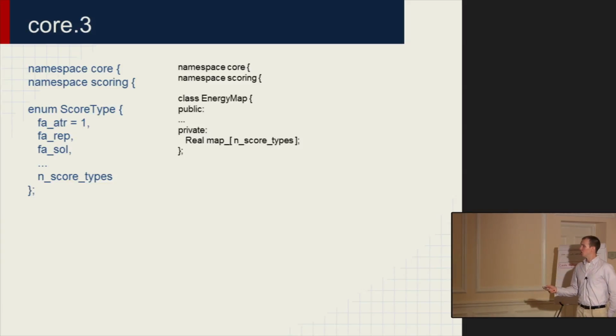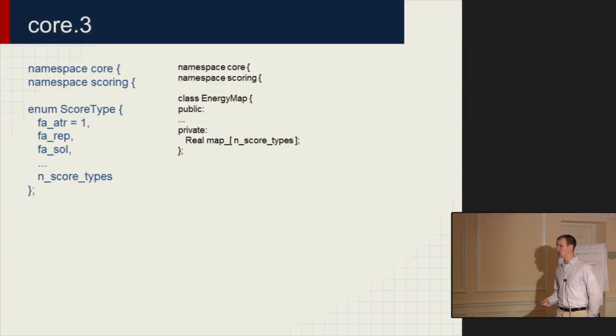So getting into scoring, there's a large enumeration here, score type, which has something like 250 entries at this point. It's a pretty large number, and the last entry in this enumeration is n score types. The score type enumeration is paired with this energy map class, which is basically an array, and this array is keyed so that it has as many entries in it as there are score types.